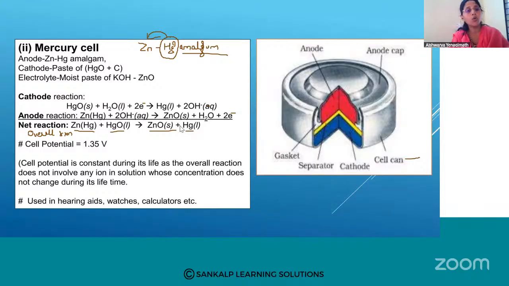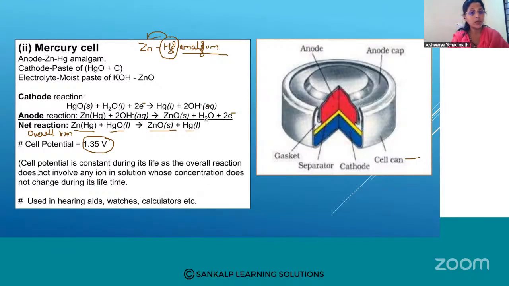So since the overall reaction does not include any ion whose solution can change, ion ಇದ್ದಲ್ಲಿ solution change ಆಗತ್ತಲ್ಲ, ಹೌದಲ್ಲ? So the cell shows constancy in the potential throughout its life. ಅಲ್ಲಿ ಯಾವುದು ion ಇಲ್ಲ ಅಂದಿದ್ದಕ್ಕೆ cell potential throughout its life there will be constancy. Yes, and the cell potential is expected to be 1.35 volts. Yes, so you can see here, cell potential is constant during its life as the overall reaction does not involve any ion in the solution whose concentration changes during its lifetime.